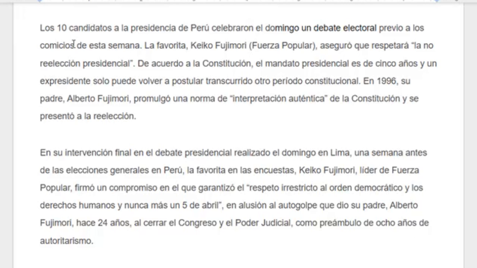And comicios, I didn't know at the time, so I looked it up. So the 10 candidates for the presidency of Peru celebrated Sunday an electoral debate prior to the elections of this week, or to this week's elections. And now we're gonna pick up where we left off last time.